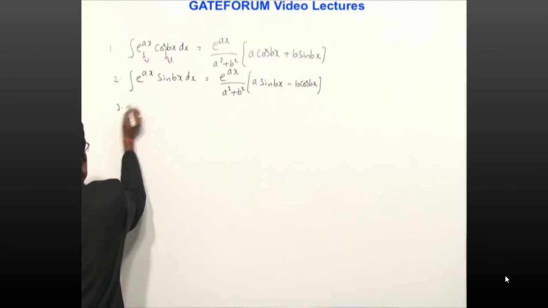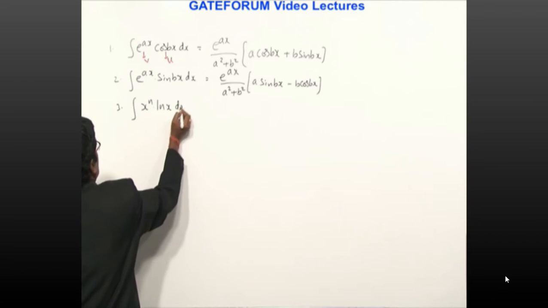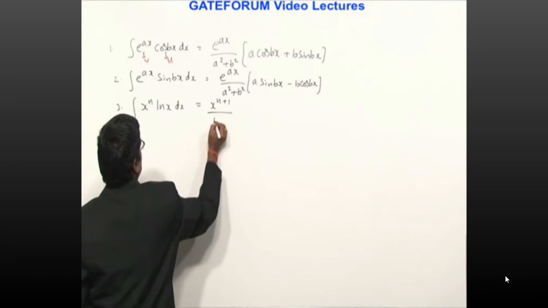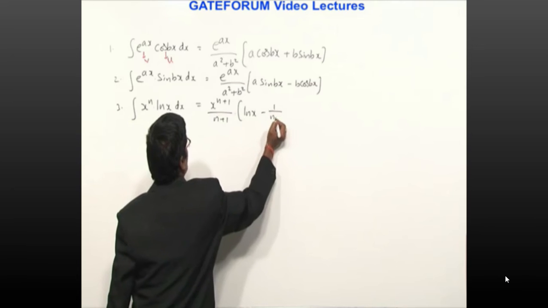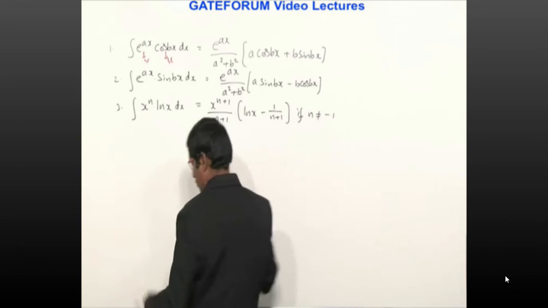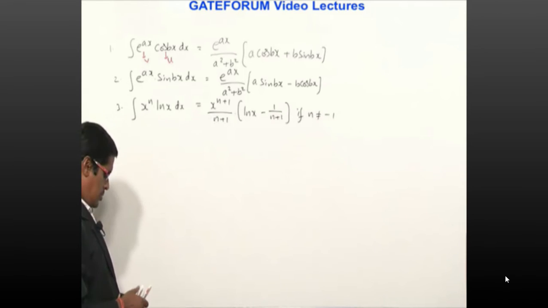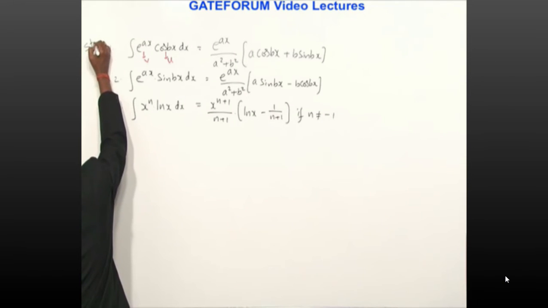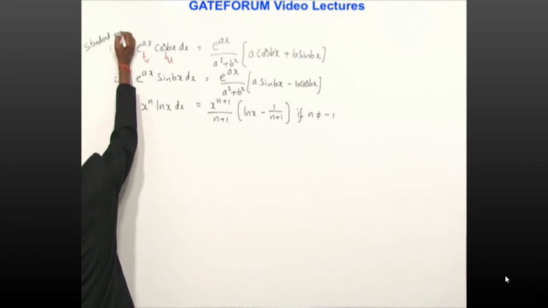And the third one is integral x to the power n ln x, natural logarithm x, is equal to x to the power n plus 1 divided by n plus 1 into log x minus 1 upon n plus 1, provided the denominator is not equal to 0, that is n not equal to minus 1. So you can write these as standard results.